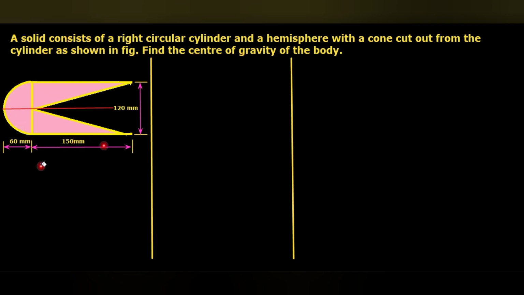Here you can see a hemisphere and a cylinder joined face to face, like this. And from this section, a cone has to be removed. So the portion of the hemisphere and the cylinder have to be added, then the portion of the cone has to be subtracted.